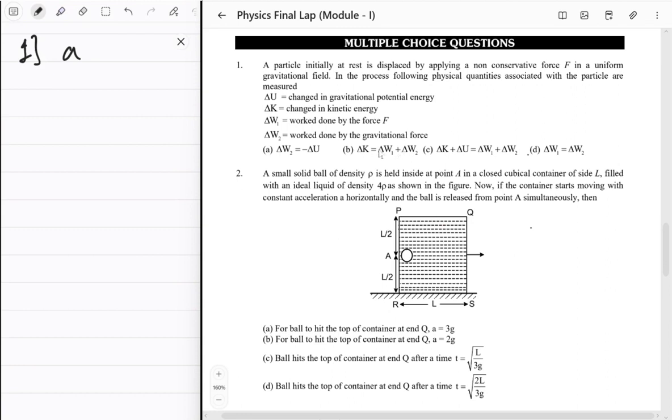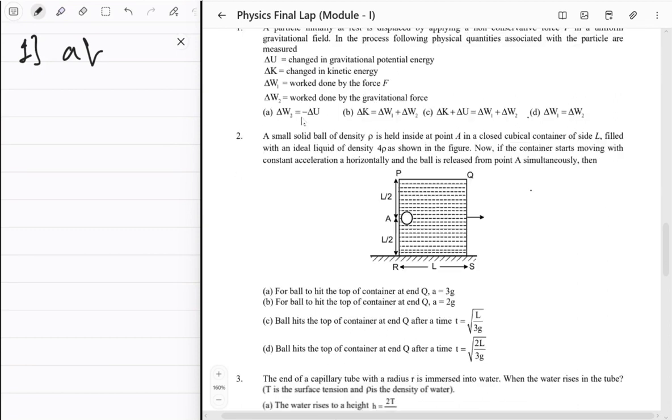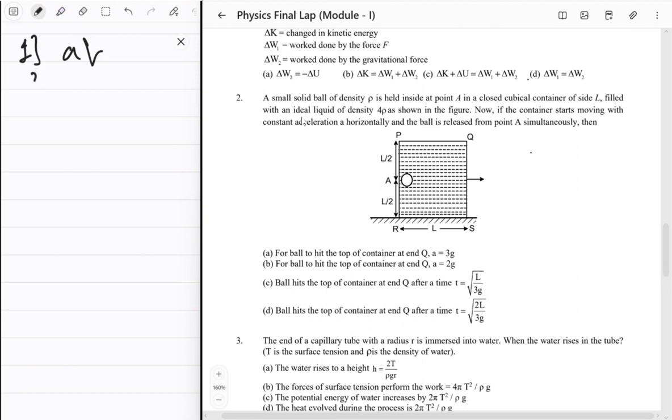What else is there? A non-conservative force F, and apart from that there is also a gravitational field, right? So B is correct. What else? Delta K plus delta U is equal to... no. Of course, delta K is equal to delta W1 plus delta W2, right? That's just how it's supposed to be. So delta K plus delta U is equal to delta W1 basically, right? That's the thing.